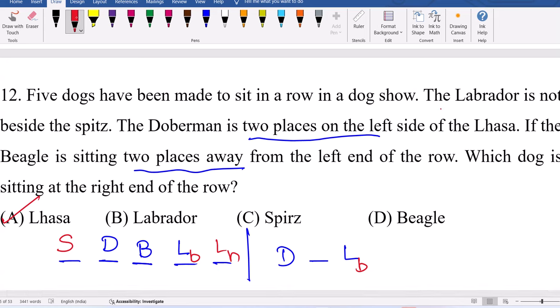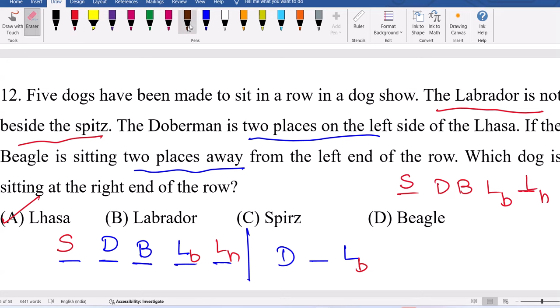They're given the statement, no? Labrador is not beside the Spitz. So you got the clarity. First of all, DBL is fixed. And this is Labrador. Spitz is not in this, so Spitz should be in this left end. Then we fix the right end should be LHS.